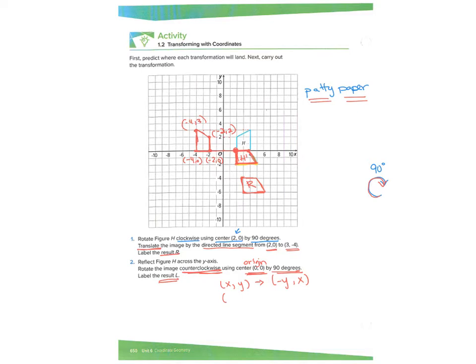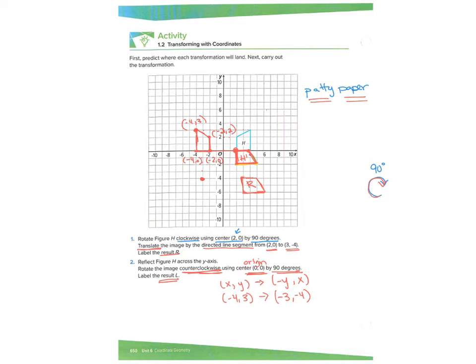So then, for example, when I put my negative 4, 3 in here, if I flip them, I get 3, negative 4. And if I make the first one negative, it becomes negative 3, negative 4. So let me go find that. Negative 3, negative 4. 1, 2, 3, 4. So that means this red dot goes to there.